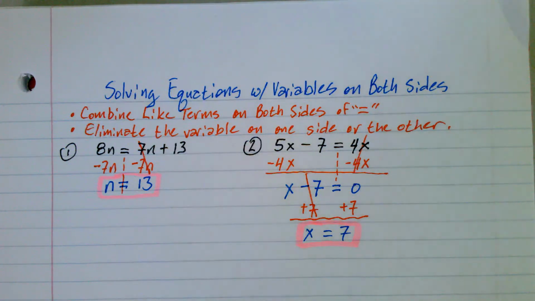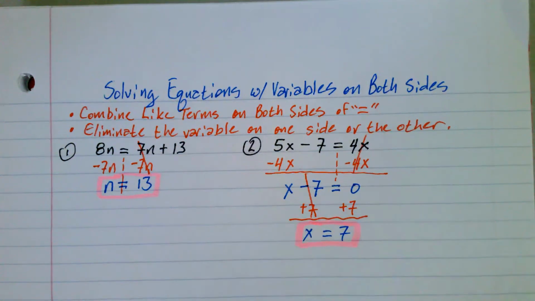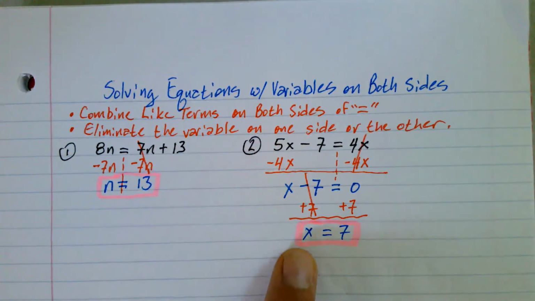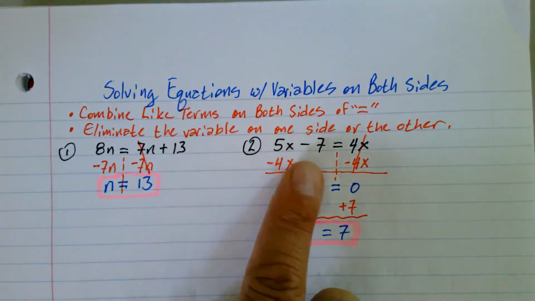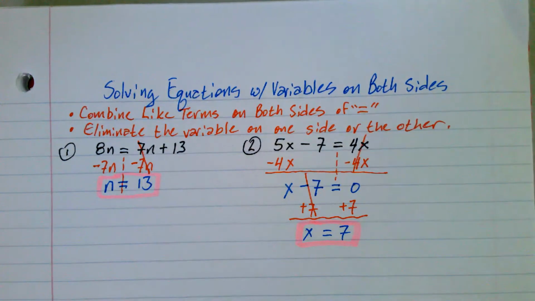No, you can't. You want to always eliminate the variable. Isolate the variable, rather. You want to always get the variable side by itself. No constants, no coefficients, just the variable. So now we know the value of that variable. It's 7. 5 times 7 minus 7 equals 4 times 7. Okay?